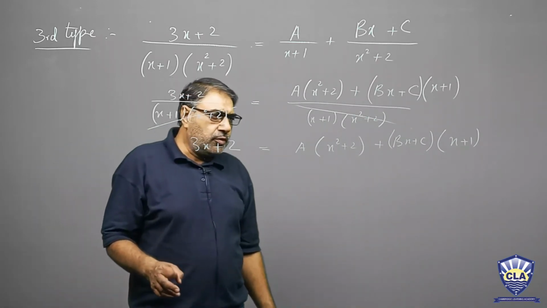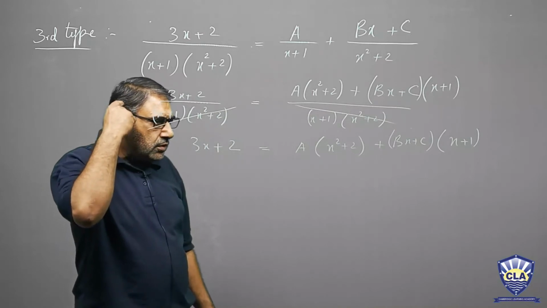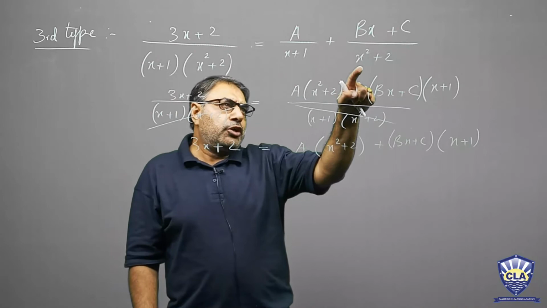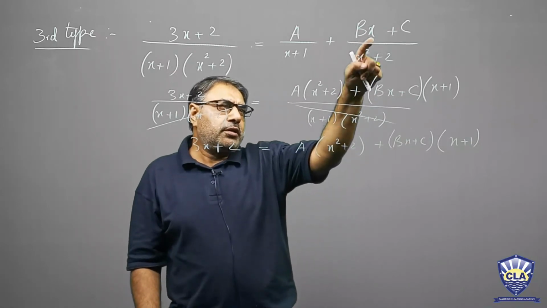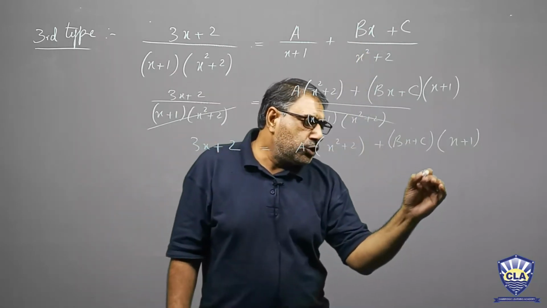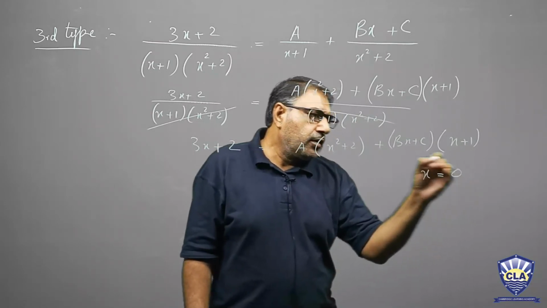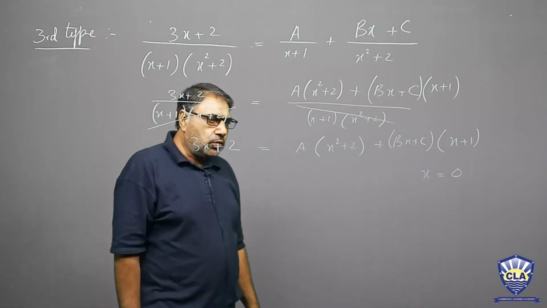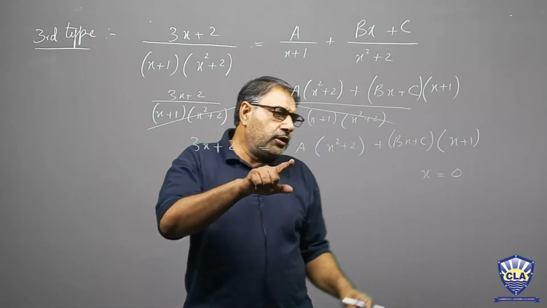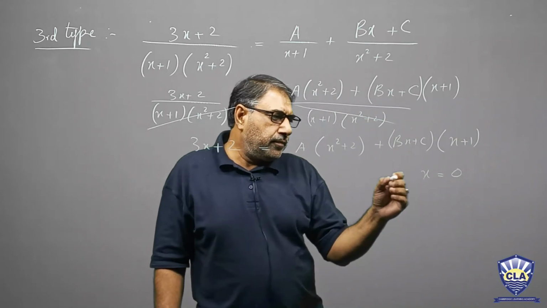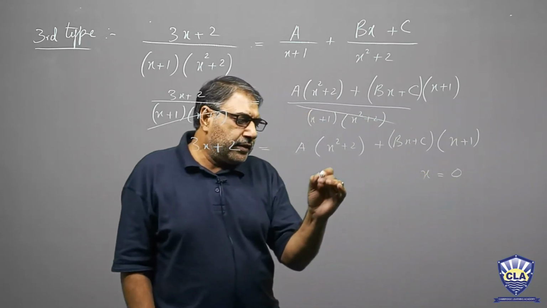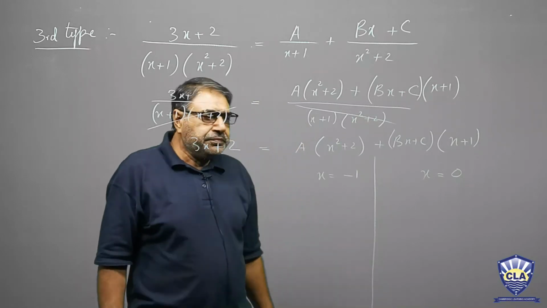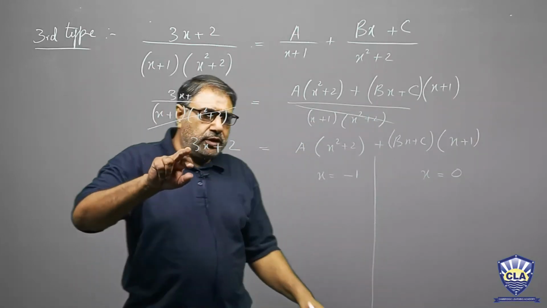Now, replace suitable values of x. When we have the third type, x square in the denominator, and a constant and a variable, then it is very feasible to put x equals 0. Okay. Now, we start with x equals minus 1. First, we will put x equals minus 1, then x equals 0.